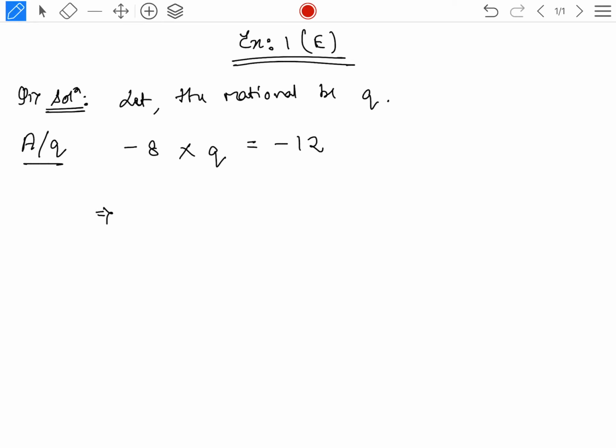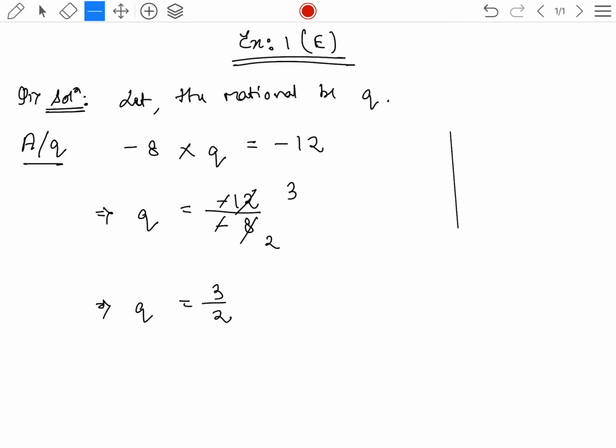So see, when it is minus 8 into q, if we write q on this side and take the 8 to that side, then we have to divide this minus 12 by minus 8. Understood? So see, minus and minus will be cancelled out. 4 2s are 8, 4 3s are 12. Okay, so what we got is 3 by 2. So we got that the rational number is 3 by 2.